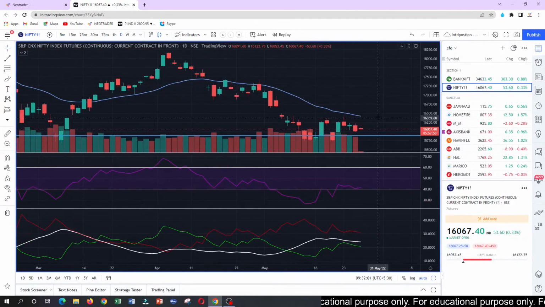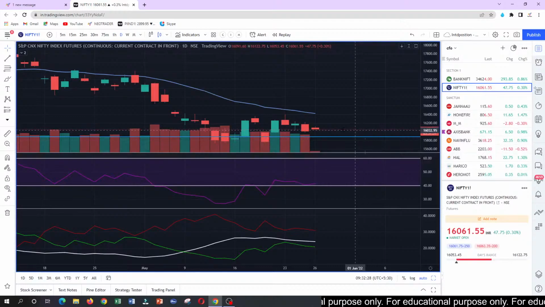When we were discussing yesterday evening, I showed how this particular zone on top is acting like a resistance for the Nifty on the daily chart, and we saw that multiple candles have gone and faced supply at these levels. Today also has been no different. The Nifty more or less is flat. It's neither up nor down, just pretty much flat.